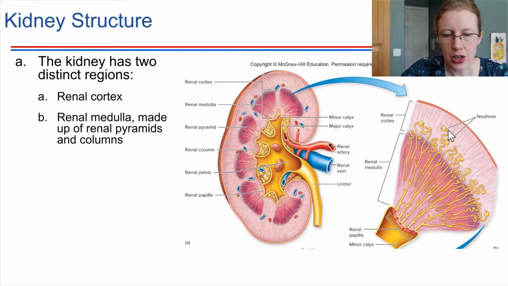Within the renal medulla, each of these sort of triangular shapes is referred to as a pyramid. The pyramids are separated by a column. So we'll be referring to renal pyramids and columns. That's just referring to the different sections within the renal medulla.